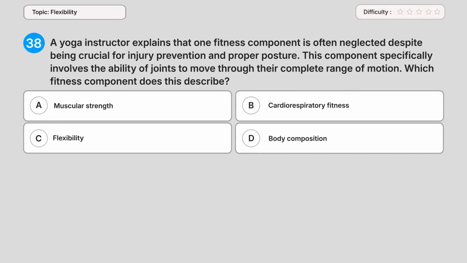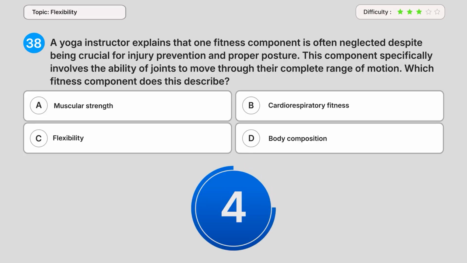38. A yoga instructor explains that one fitness component is often neglected despite being crucial for injury prevention and proper posture. This component specifically involves the ability of joints to move through their complete range of motion. Which fitness component does this describe? A. Muscular strength. B. Cardiorespiratory fitness. C. Flexibility. D. Body composition.